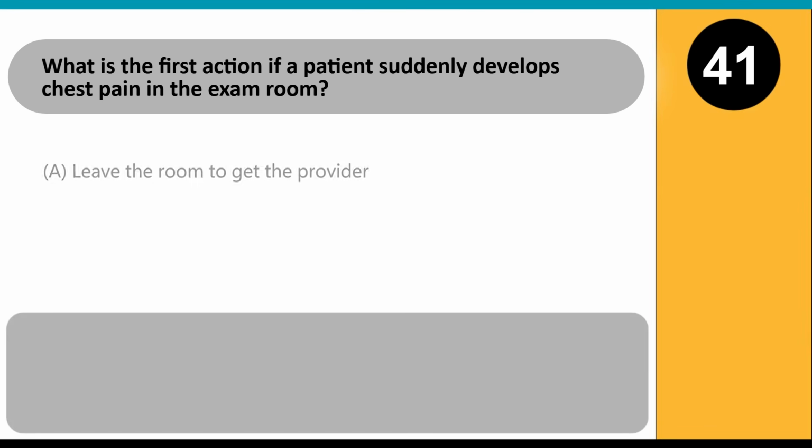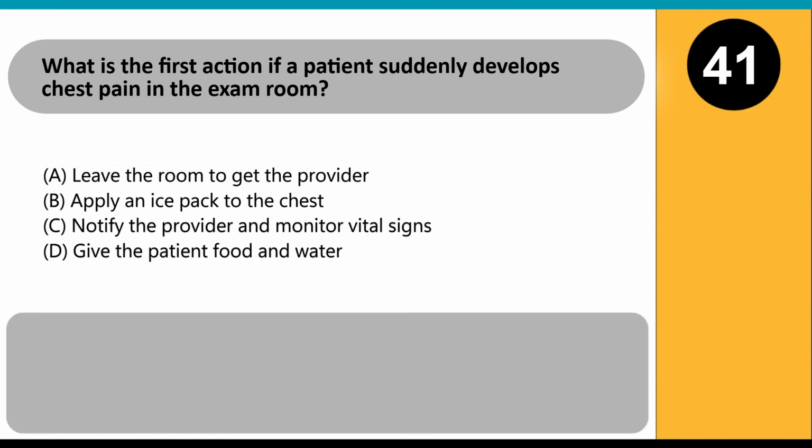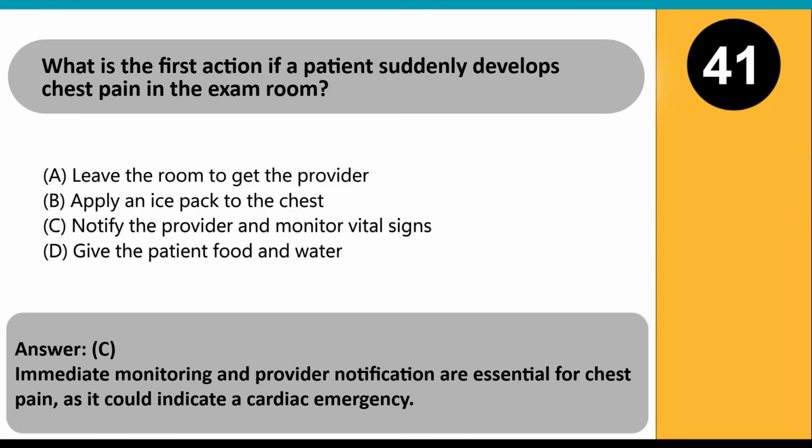What is the first action if a patient suddenly develops chest pain in the exam room? A. Leave the room to get the provider. B. Apply an ice pack to the chest. C. Notify the provider and monitor vital signs. D. Give the patient food and water. Answer: C. Immediate monitoring and provider notification are essential for chest pain, as it could indicate a cardiac emergency.